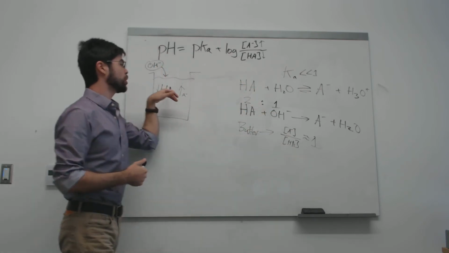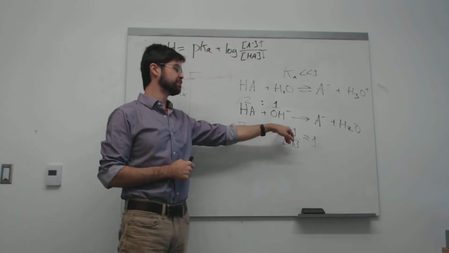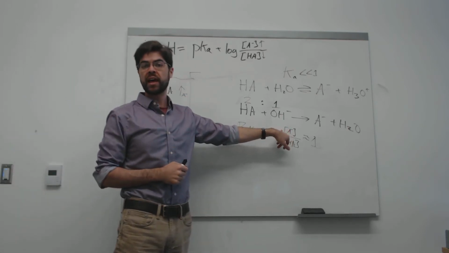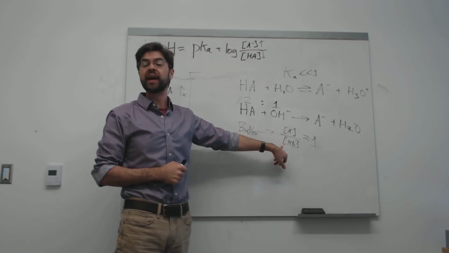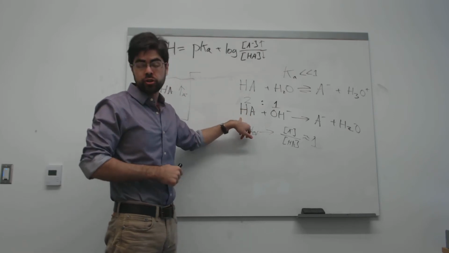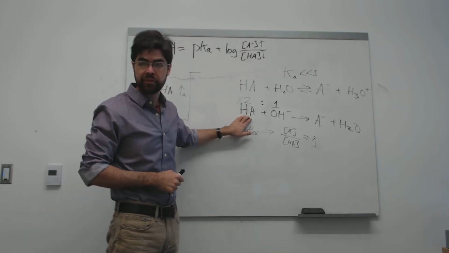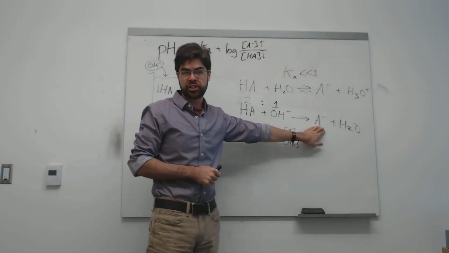Again, initially we had no conjugate base. We needed to produce it. In fact, we wanted to produce enough conjugate base such that there would be an equal amount of weak acid. So what I want to do is convert half of the weak acid into its conjugate base.